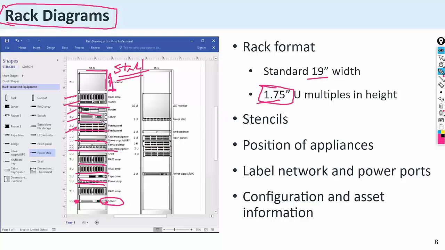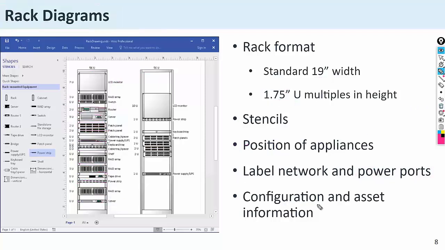It also depends on the essentials: the position of the appliances, labels, network, and power ports are important, because all the servers or devices established in a rack require power ports. So power ports must be available, along with the configuration and asset information.